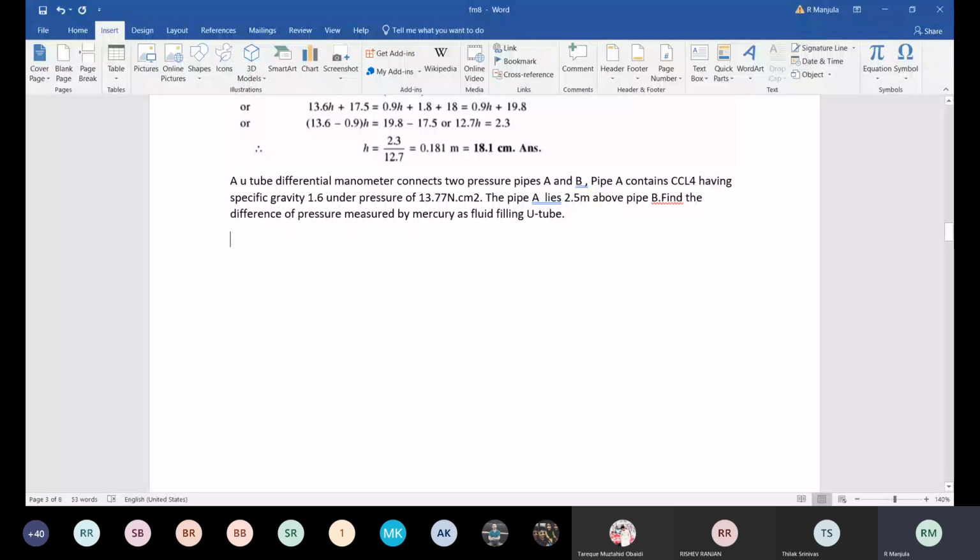And pipe B, I have not given the details. Pipe B contains oil of specific gravity 0.8.